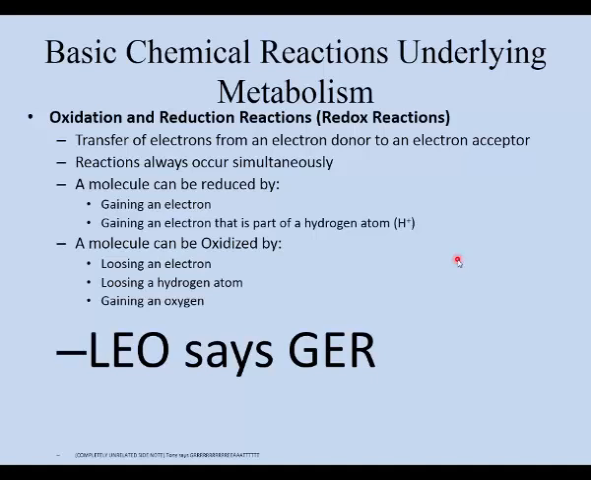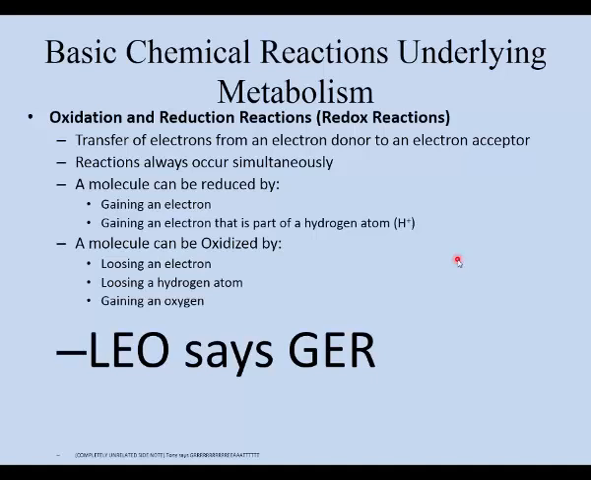We see this also with redox reactions, oxidation-reduction reactions. Some of what we're seeing with anabolism and catabolism is going to be using redox reactions, where we will be transferring electrons from an electron donor to an electron acceptor, where the reactions occur simultaneously. The handoff of an electron is going to be the receiving of an electron by the other molecule. So a molecule is reduced, a reduction reaction, when it gains an electron, or it gains an electron that is part of a hydrogen atom. A molecule is oxidized when it loses an electron or a hydrogen atom, or it gains an oxygen.